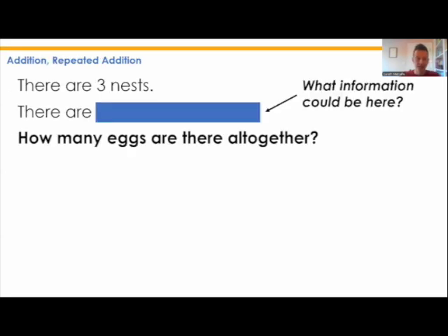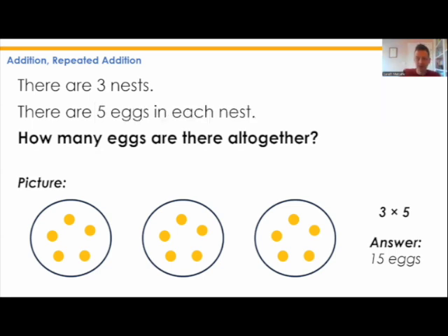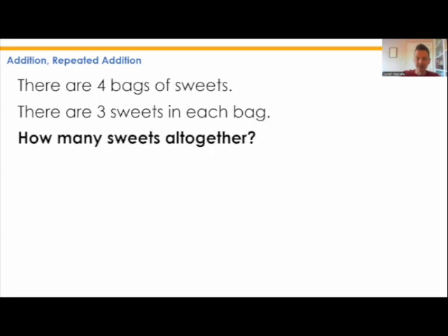So another example, this is one that I've used in year 2. There are 3 nests. There are, and something's hidden, how many eggs are there all together? What information could be here? Children think, what could that be? And then we could add in a picture in this instance. So now what could that information be? And again, children thinking about the structure of the question there. And then the information is revealed.